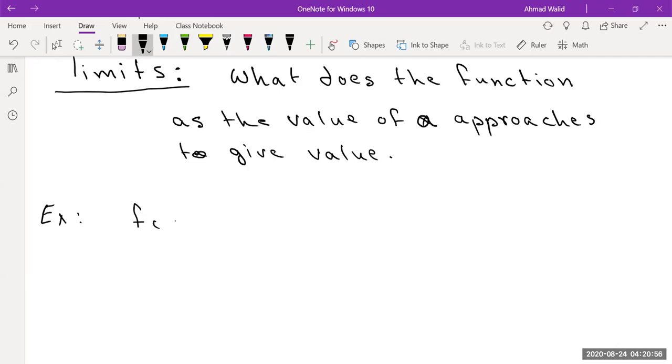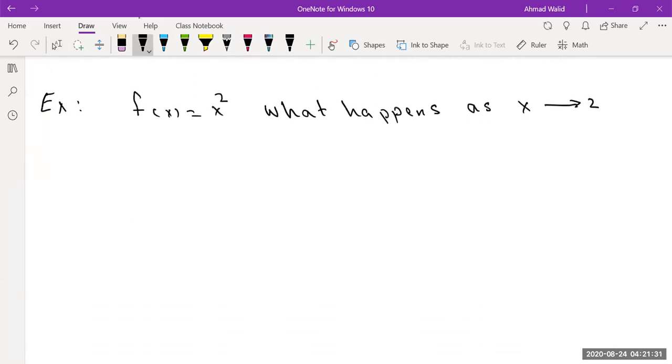For example, if f of x is equal x squared, what happens as x approaching to 2? Right? A function is given to you, f of x equal x squared. What happens if x approaches to 2? Let's see. This is actually a limit problem.